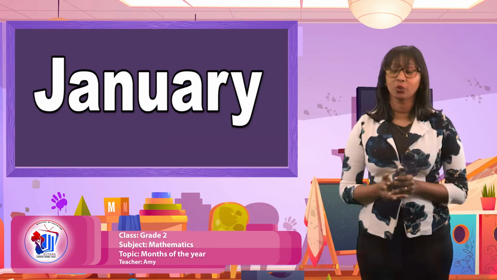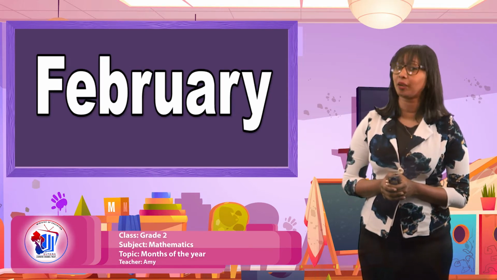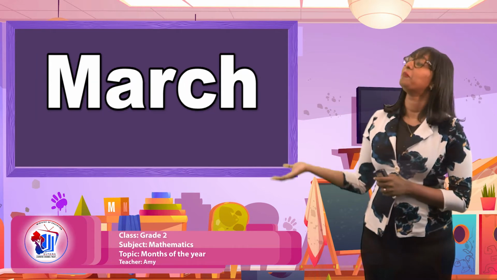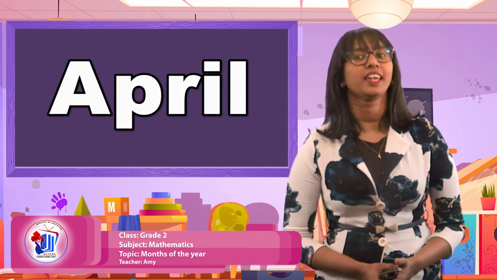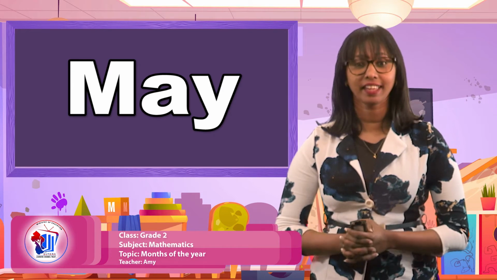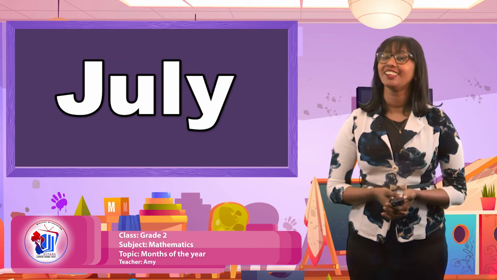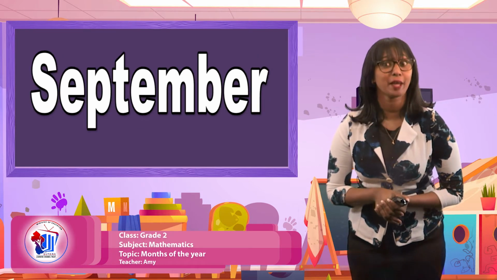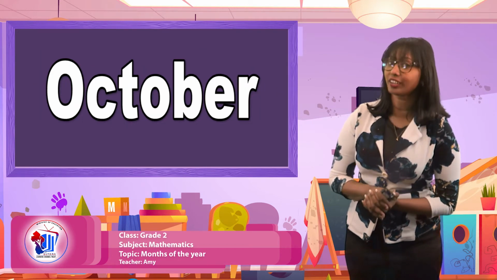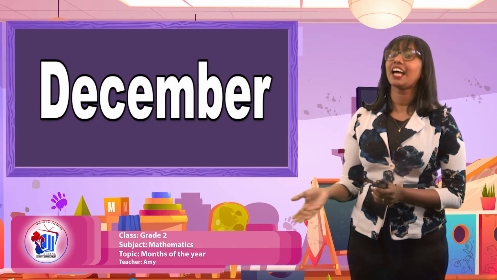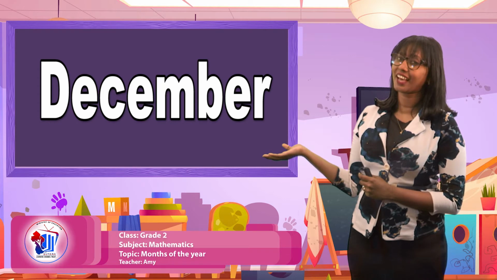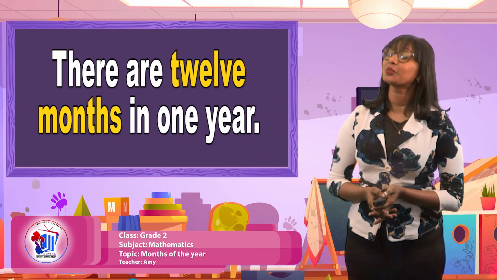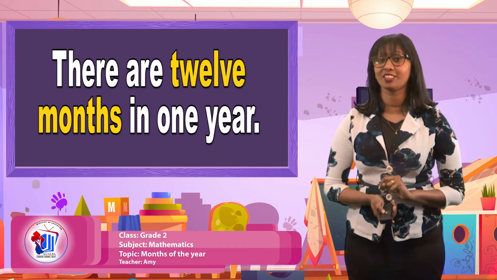So, boys and girls, here is what I want you to do. You are going to write the 12 months of the year in its correct order. So, you'll write January. Then under that, you'll write February. And after February, we have March. Very good. After March, April. Then we get May. Then June. Very good. Then July. After July is August. Then September and October. November, and the last month of the year is, take a look, we have December. There are 12 months in 1 year. Good job, boys and girls.